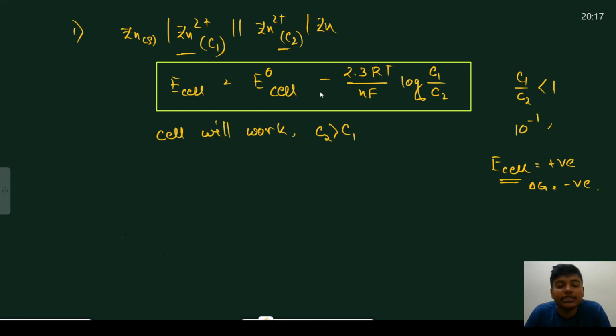So always remember, a concentration cell will work when C2 is more than C1, that is, the reduction or cathode concentration will be more than the anode concentration. Remember this thing. Clear? Yes.